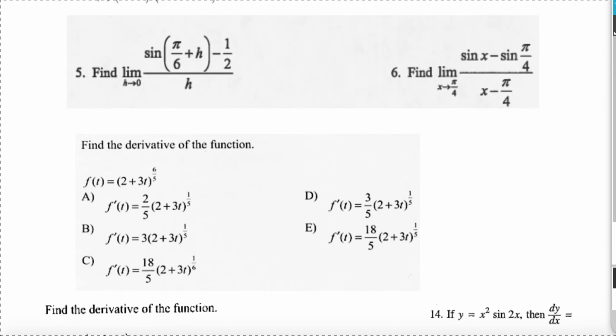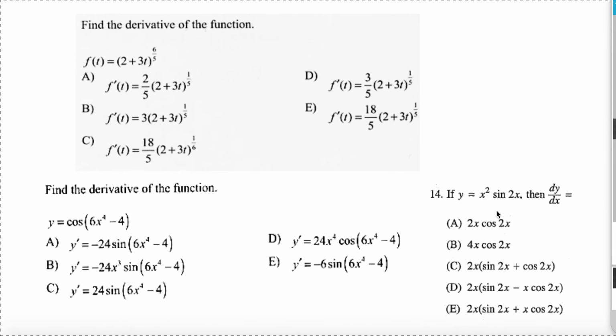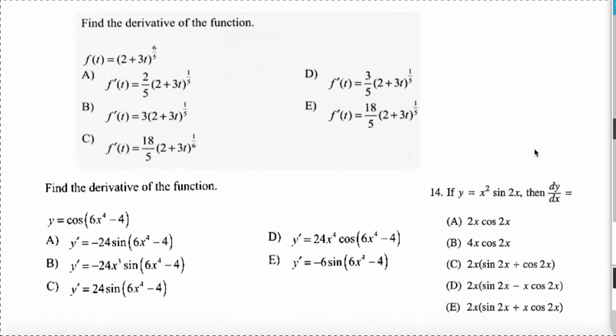What's our next one looking at here? All right, find the derivative of the function. We have 2 plus 3t quantity to the 6/5 power. We need f prime, so let's take a look and analyze what we got going on here. Our function looks like we have Dorito something to the 6/5 power. Okay, so if that's our function, this is going to be a chain rule. We have an inside and an outside function.